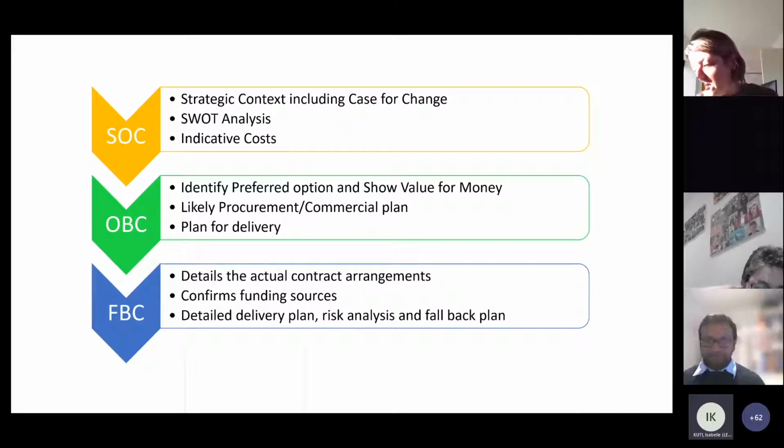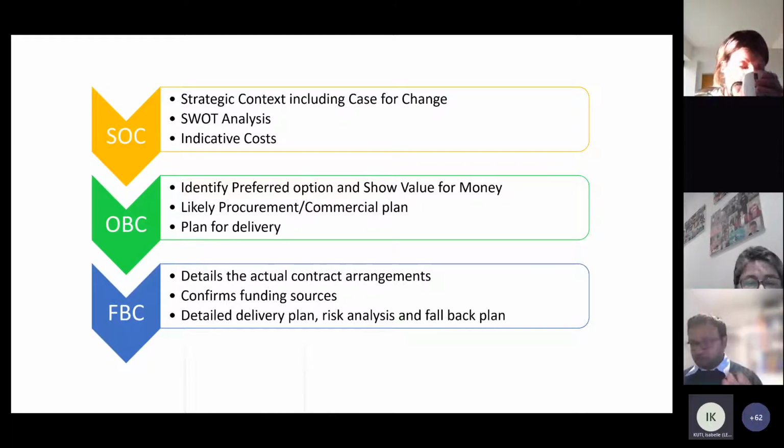And then once you get to the full business case, you determine your contract arrangements, where the money's coming from, who's going to pay for it, and then you work out your detailed delivery plan, including timings and your risk analysis. So what may go wrong, if there's a hiccup here or there, what your contingency plans are, and if things go really wrong and there's a massive delay or it can't go ahead, what's your fallback plan? So these all have to be done in the full business case. And again, depending on what your business case is for, you'll have different aspects of this to greater and lesser degrees.